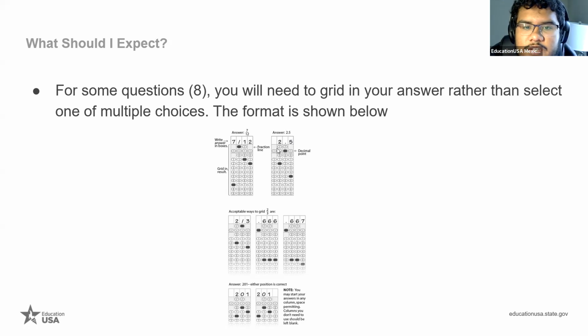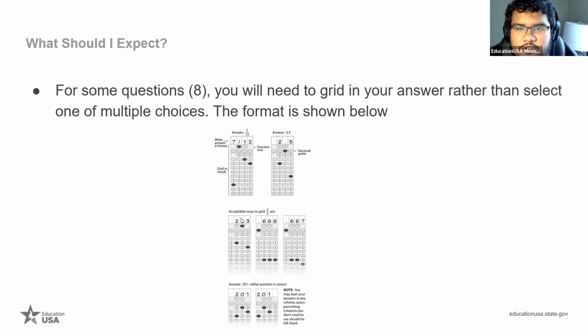You may notice that this 2.5 is to the right rather than to the left, and both of those positions are correct, and I'll get to that in a bit because it's also shown towards the bottom. But in cases of certain numbers that are too large to write, either because there are a lot of decimal places or because it's an infinite repeating decimal, such as 1 over 3 or 2 divided by 3, it shows that there are multiple ways to grid it in the answer box.